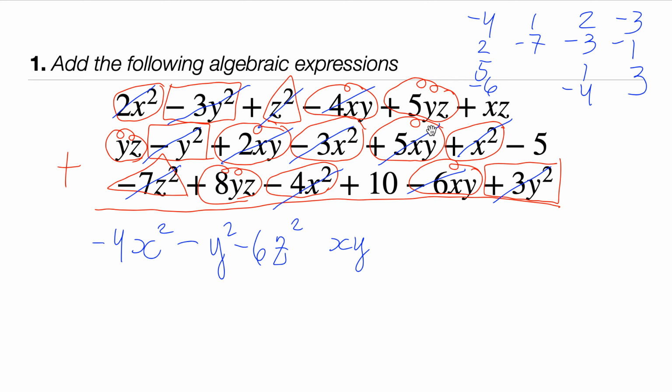Let me check that again. So 1, 2, 3, 4. Right? These are all the xy's. Let's check xy, xy, xy, xy. Pretty much that's all the xy's.